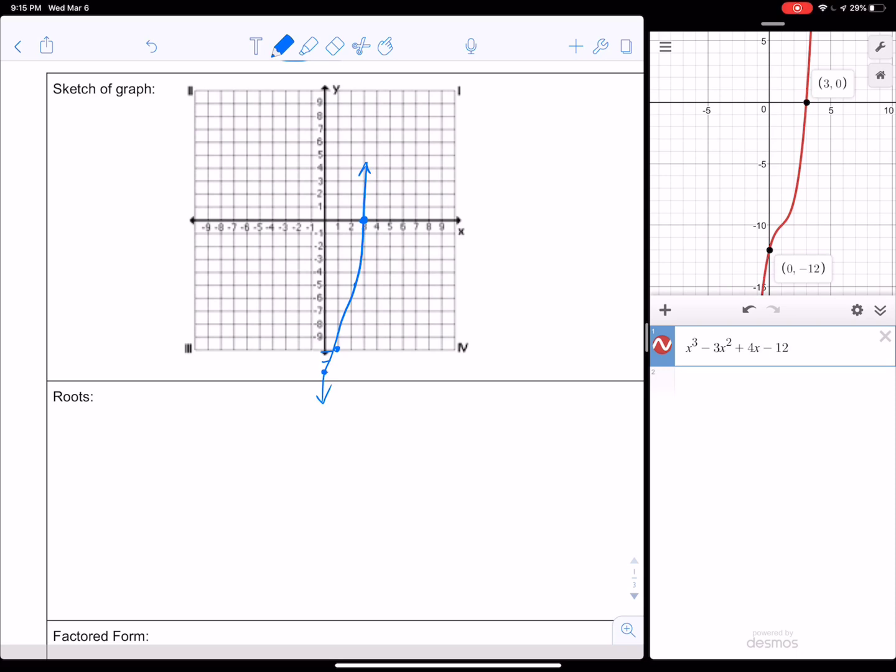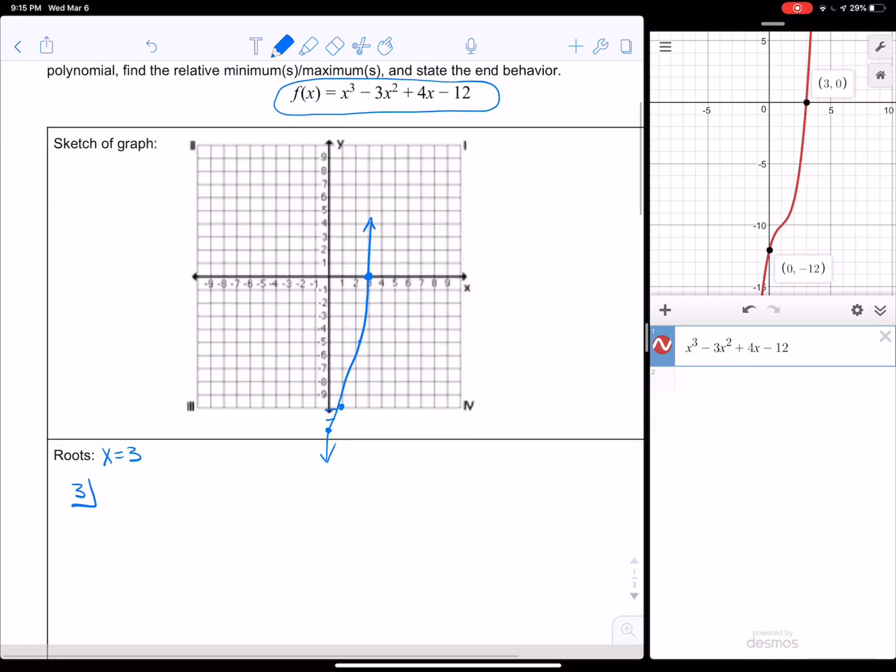So for roots, we can tell from our graph that it touches the x-axis at 3. So one root is just x equals 3, and that helps you get started with synthetic division. So put the root in the box, don't change the sign of it. Then write out the coefficients of your polynomial: 1, -3, 4, and -12. I'm going to do synthetic division to reduce it to a quadratic function. So bring down the first number, which is 1. 1 times 3 is 3.